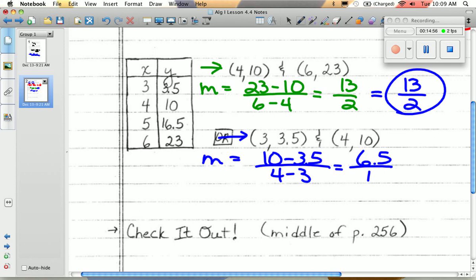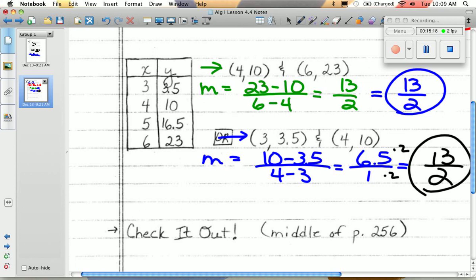This one we would say, you know what? I like to have it not in decimal form when I'm talking about slope, a constant change. So I can take both of these times 2, and I get 13 upstairs and 2 downstairs, and notice we have the same slope.